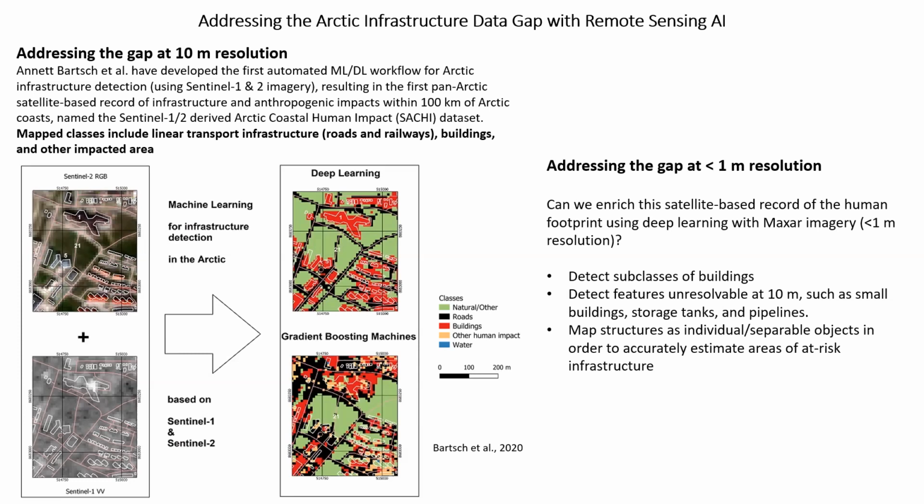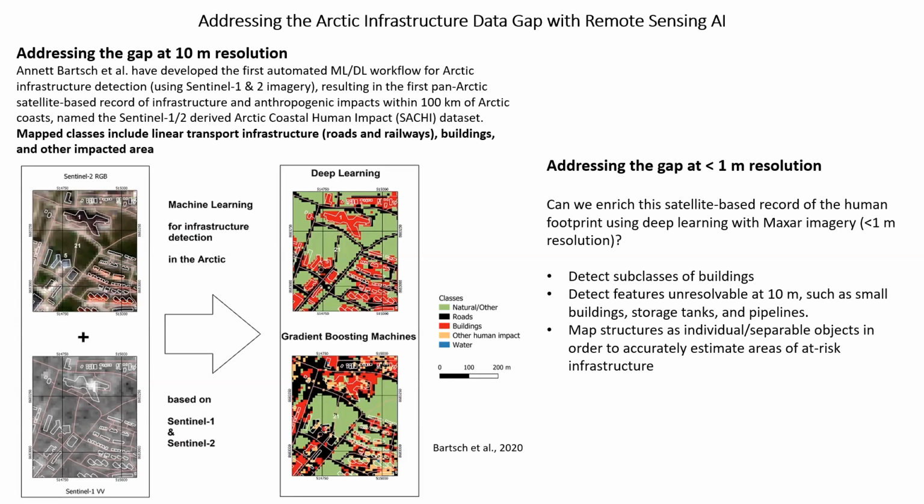So for example, can we detect subclasses of buildings? Can we detect really small features like pipelines, for example? More importantly, can we map structures as individual separable objects in order to get the most accurate estimation possible of the area of at-risk infrastructure?